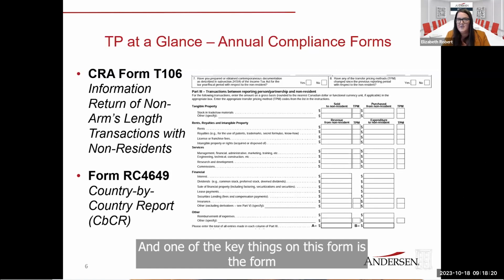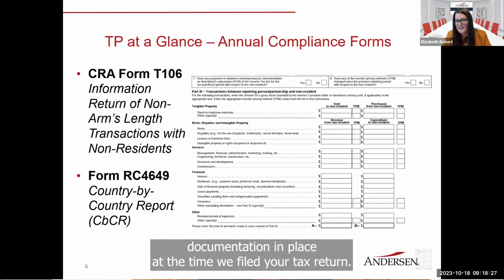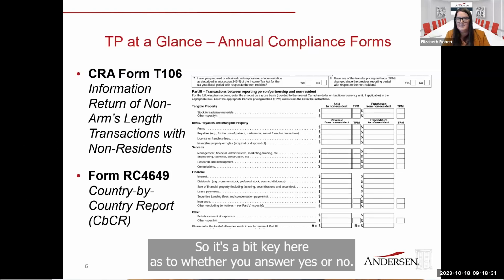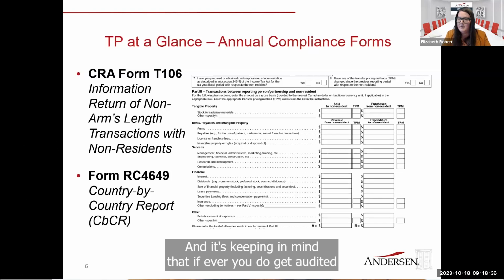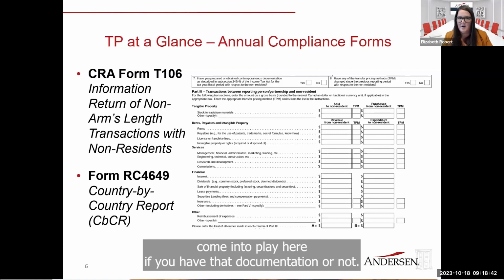One of the key things on this form is that it asks whether or not you have contemporaneous documentation in place at the time you filed your tax return. So it's a bit key whether you answer yes or no. Keep in mind that if you do get audited and there are adjustments, potential penalties come into play depending on whether you have that documentation or not.